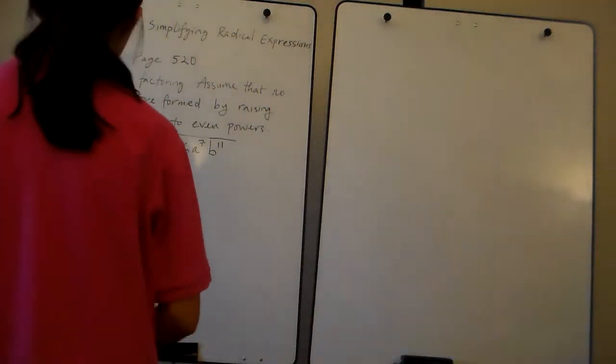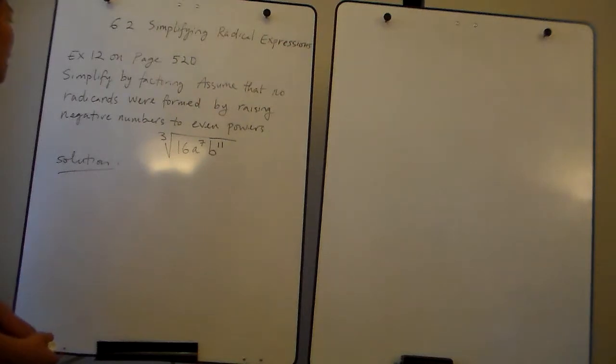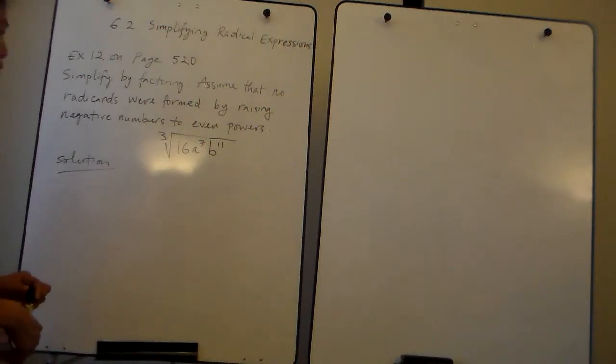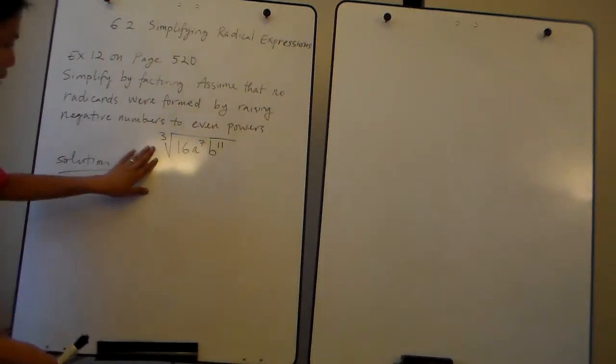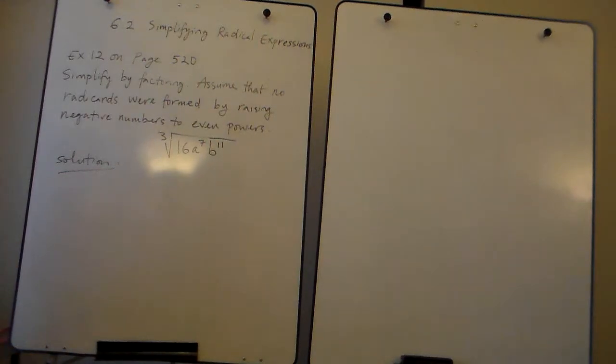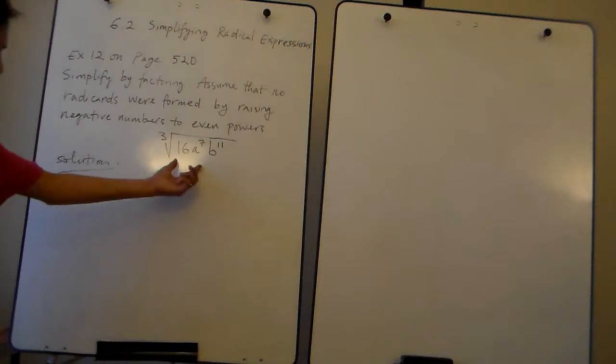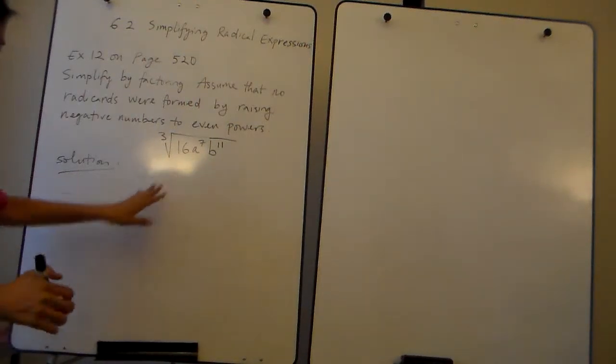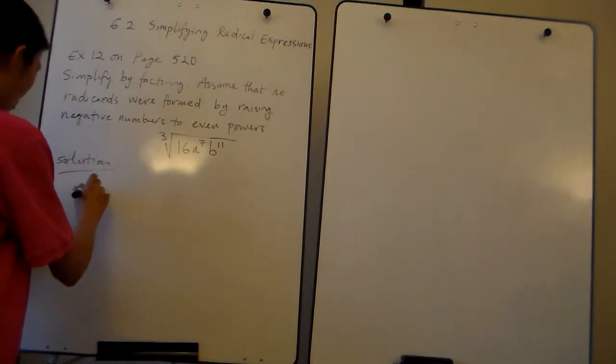Example 12 on page 520. Simplify by factoring. Assume that no radicals were formed by raising negative numbers to even powers. So we're factoring this cube root. Assume that the radicals are not negative, and this is the cube root. So let's solve it.